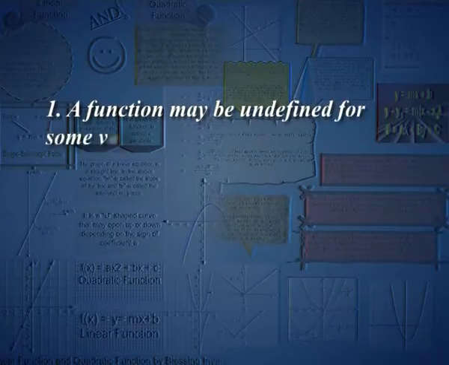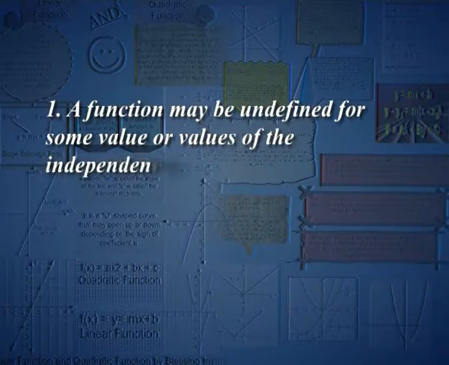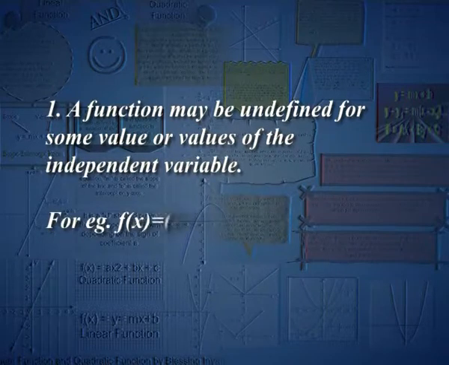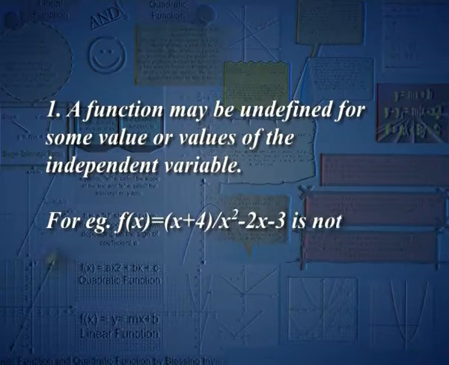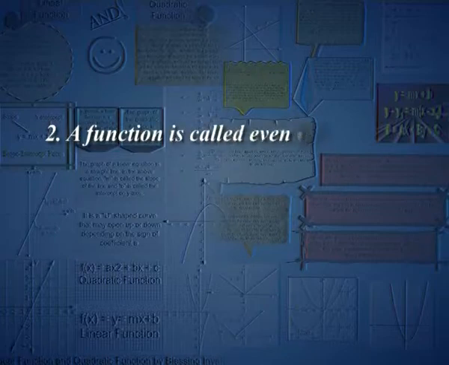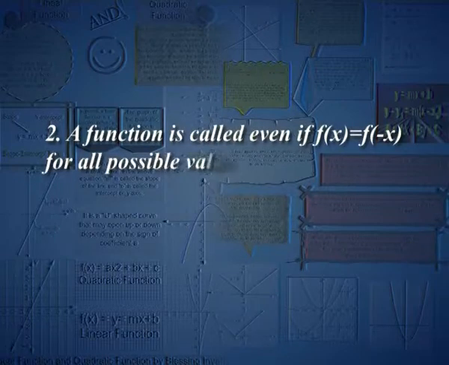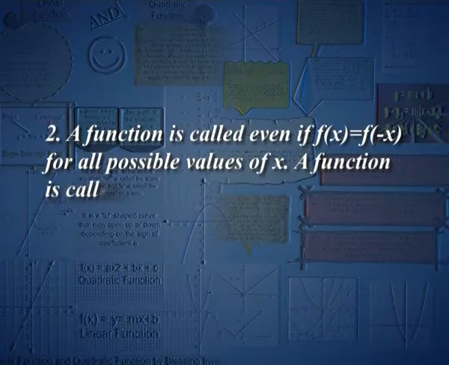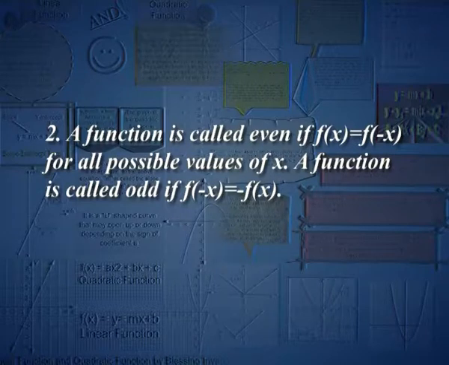Let's discuss a few of the characteristics of a function. First one, a function may be undefined for some value or values of independent variables. For example, f of x equals x plus 4, the whole thing divided by x squared minus 2x minus 3, is not defined at x equals 3. Second point, a function is called even if f of x equals f of minus x for all possible values of x. A function is called odd if f of minus x equals minus f of x.